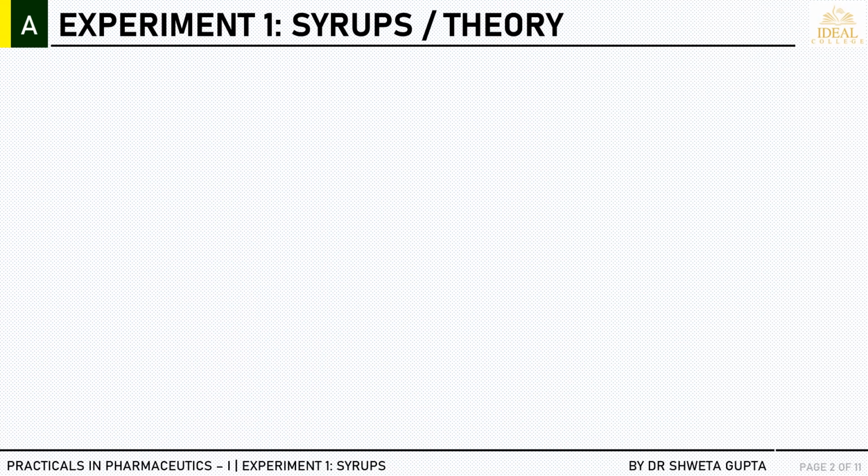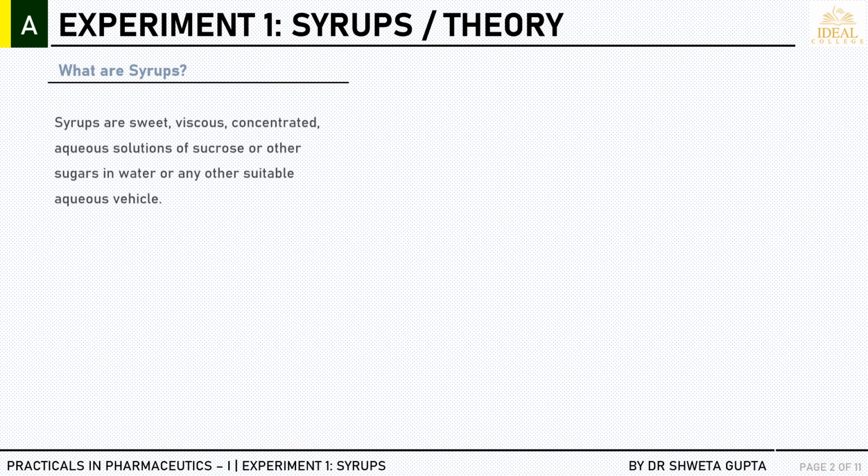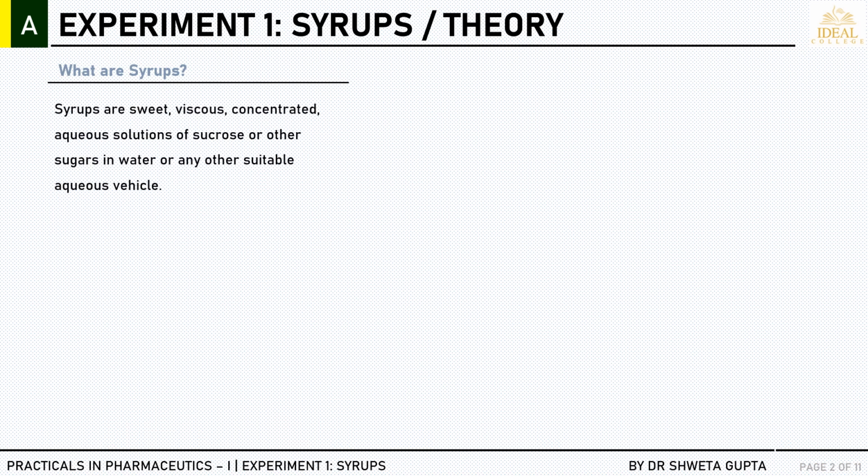So, let's discuss today about syrups, experiment number 1. Before proceeding to the actual preparation of the syrups, let's first of all understand what are syrups. Syrups are sweet, viscous, concentrated, aqueous solutions of sucrose or other sugars in water or any other suitable aqueous vehicle.